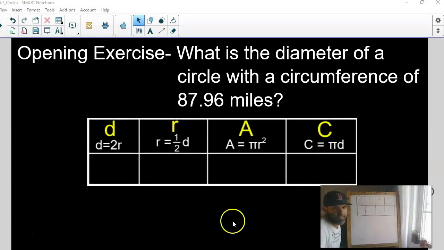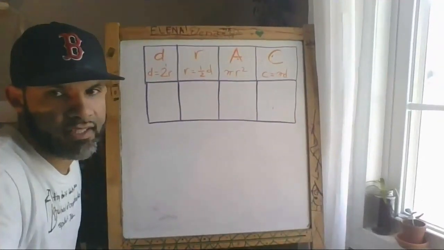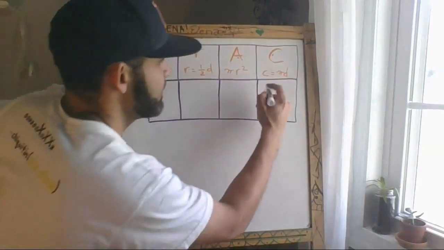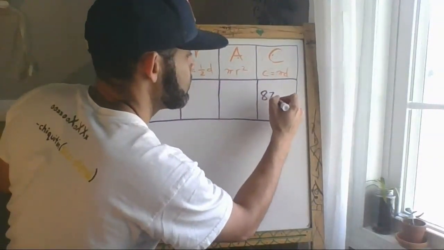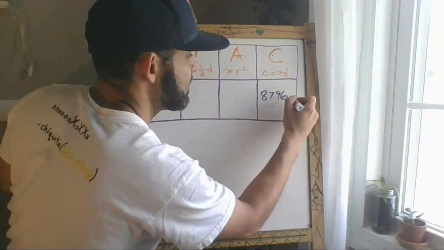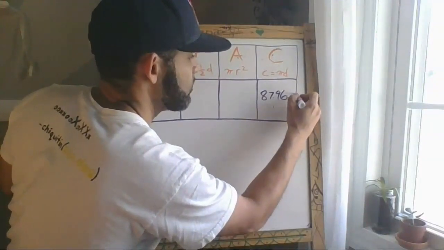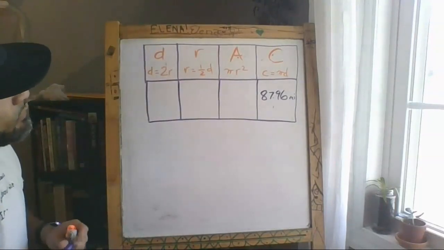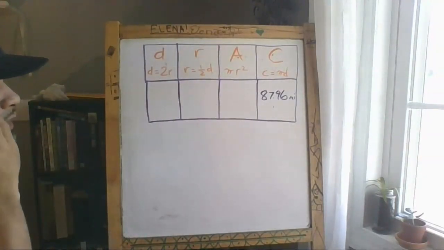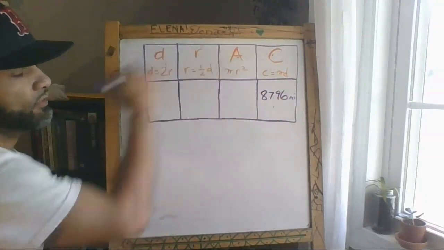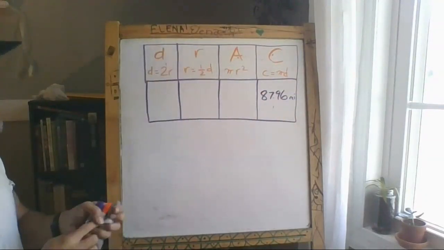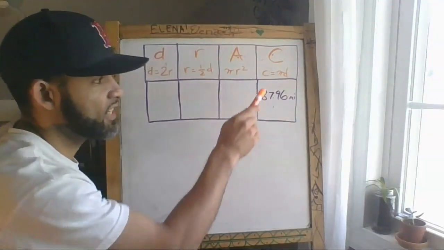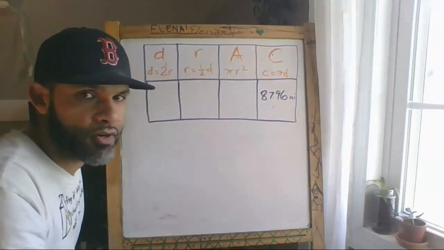Okay, 87.96. All right, so I'm gonna fill that in here. 87.96, and it was miles, so I'm gonna put MI here. Okay, now how in the world are we going to use this information to figure out the rest? Well, what do we know about circumference? Circumference is pi times the diameter.